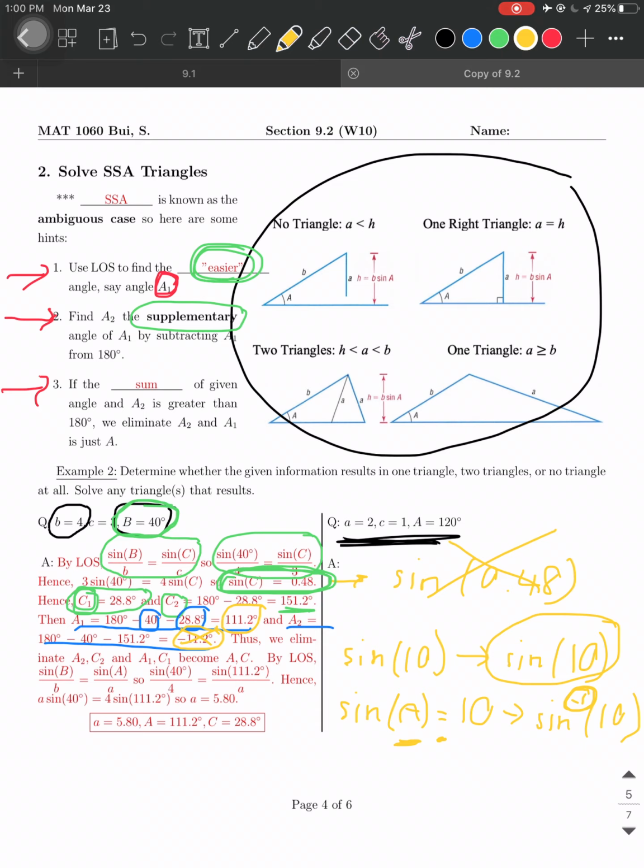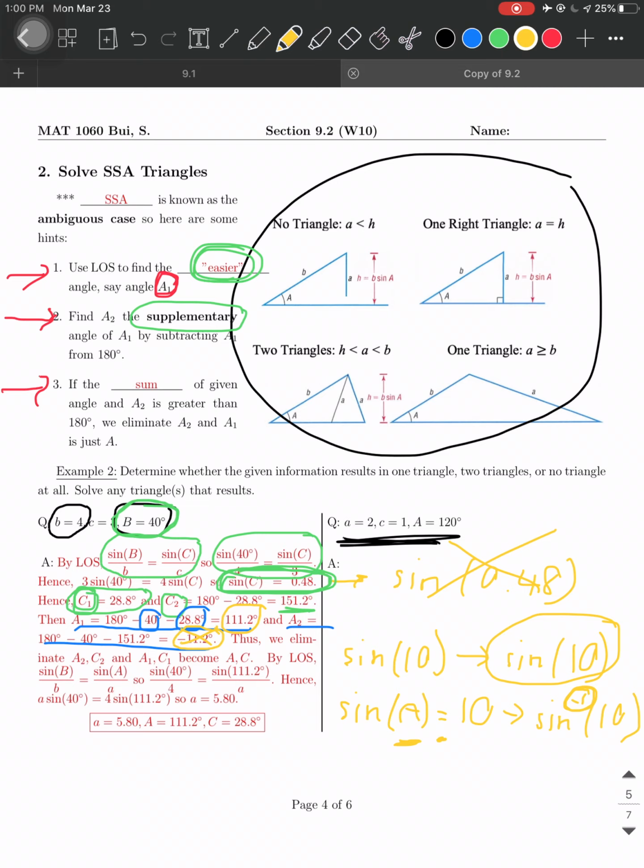And because we only have one triangle now, we can substitute the notation back to normal A and normal C. You don't have to use A1 and C1 anymore because we only have one triangle in here. But if you have two triangles, make sure you use a notation of 1 and 2. Make sure you use subscripts to tell which A is from which triangle and which C is from which triangle.